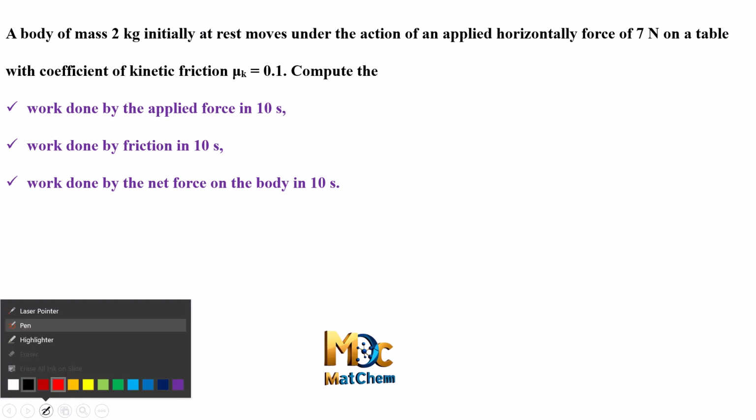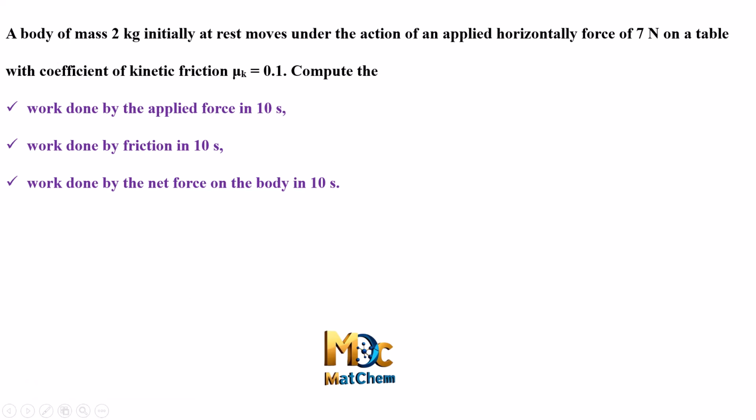In this particular lecture, we will be discussing a question from the chapter Work Energy Power. So the question is, a body of mass 2 kg initially at rest moves under the action of an applied horizontal force of 7 Newton on a table with a coefficient of kinetic friction mu k equal to 0.1. That means we have a body of mass 2 kg.